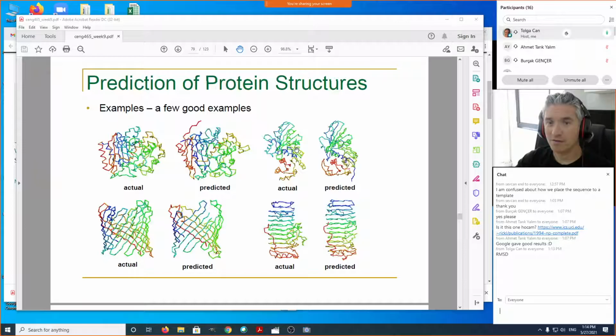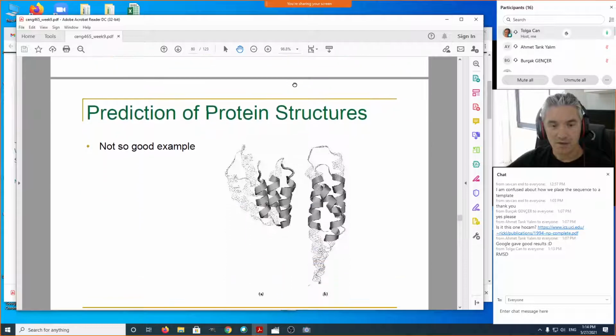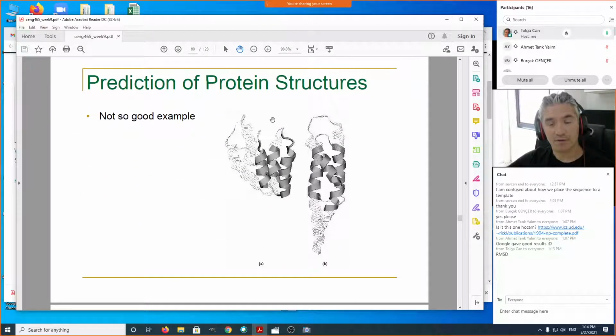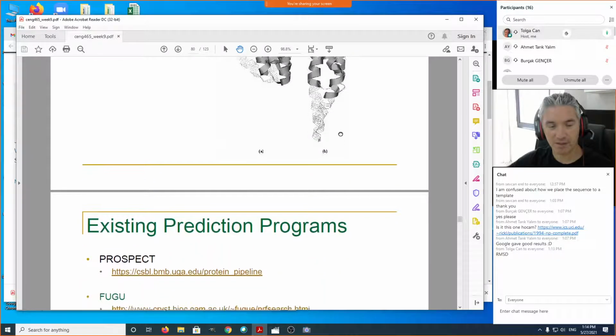Two structures with an RMSD of 2-3 angstroms means there's a really good match. But if you have a 9 or 10 angstrom difference on average, it means the structures are really different. And this is a bad example of threading. Due to these three helices, it made this match. This is the actual structure. This is the predicted structure, which has some obvious differences. This is a longer structure that is predicted.